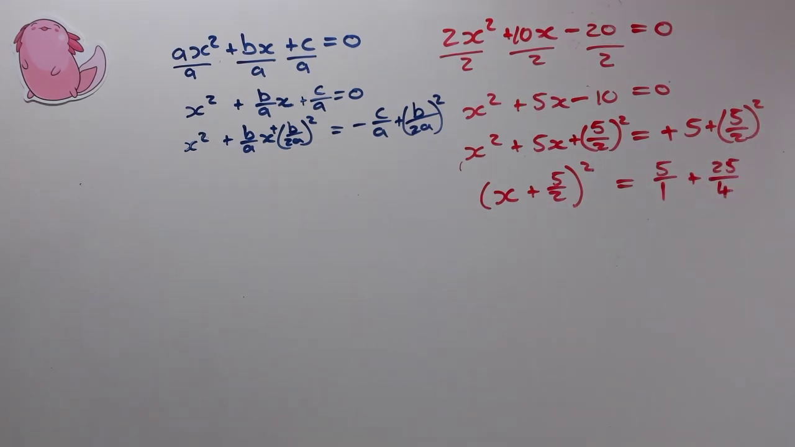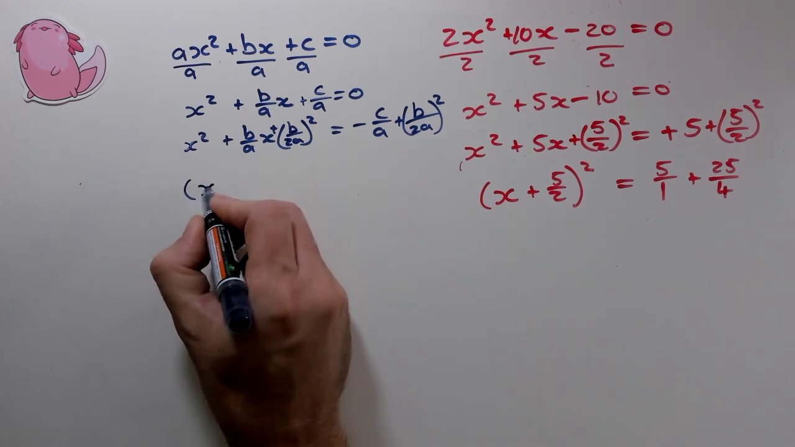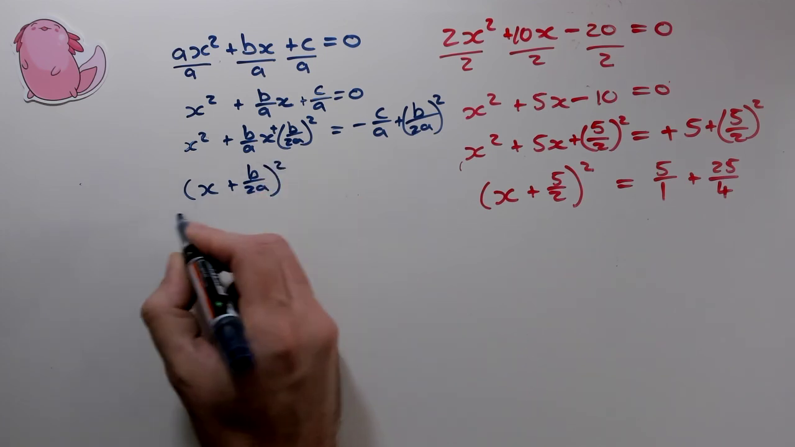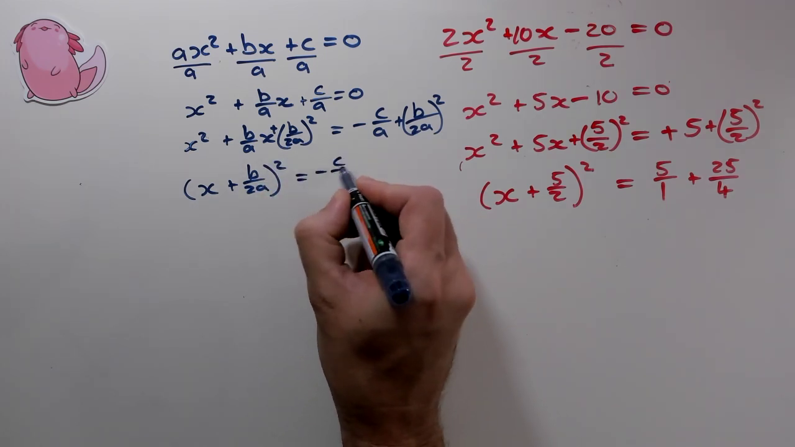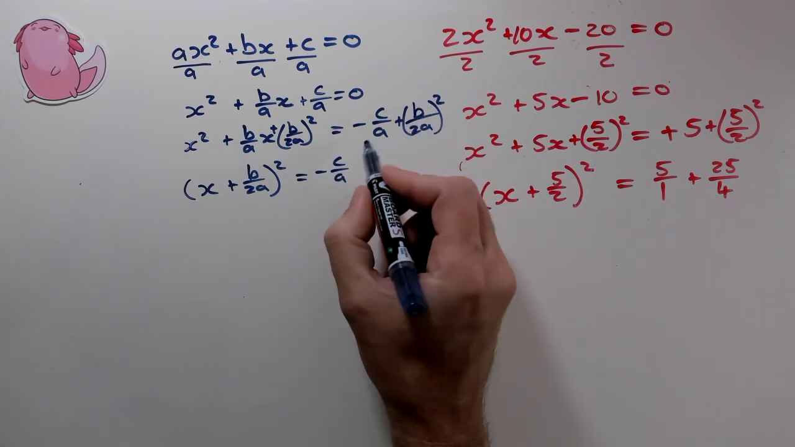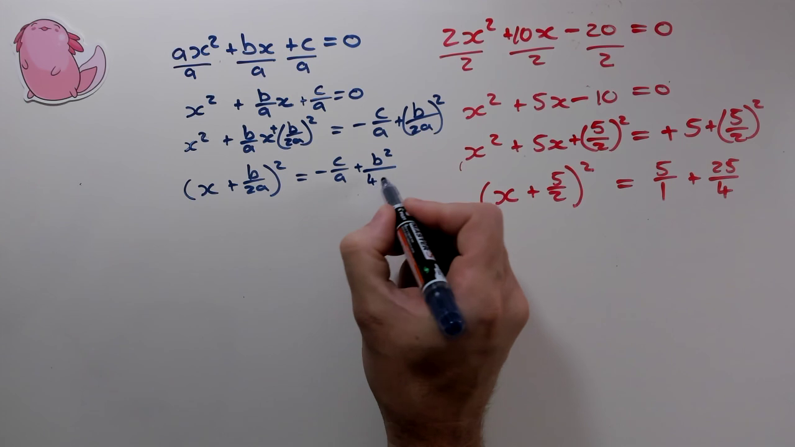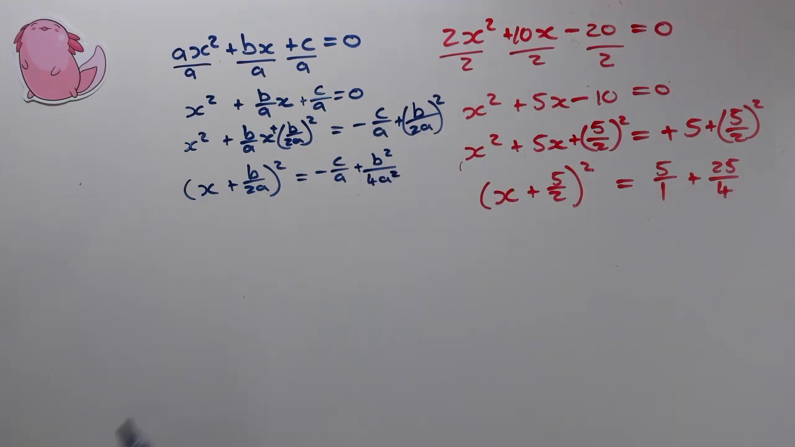I'm going to do the same thing on this side. This would then be a perfect square, where I have x plus b over 2a, all squared. And here I'll just do the negative c over a, and the b times b is going to be b squared, and the 2 times 2 is a 4, and the a times a is a squared. So I've kind of done the same thing.